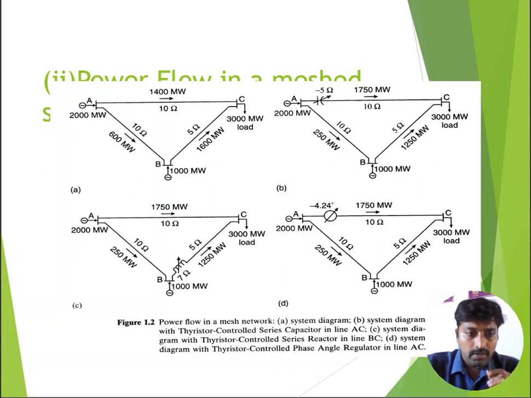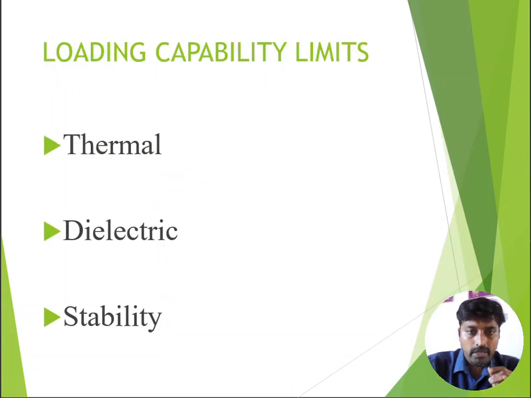After that, we are going to some limits. What limits the loading capability? The loading capability limits can be divided into three types. That is thermal limits, the second one is dielectric limits, and the third one is stability. Due to these three constraints, the loading of the transmission systems is affected.